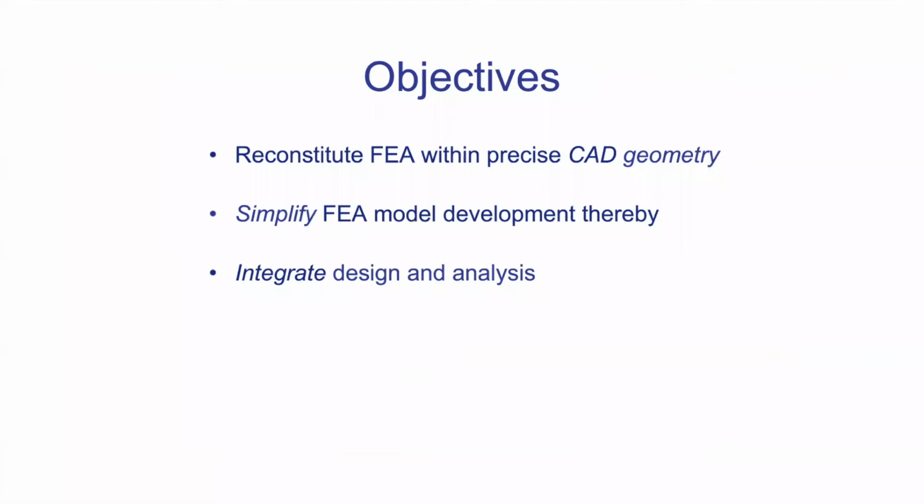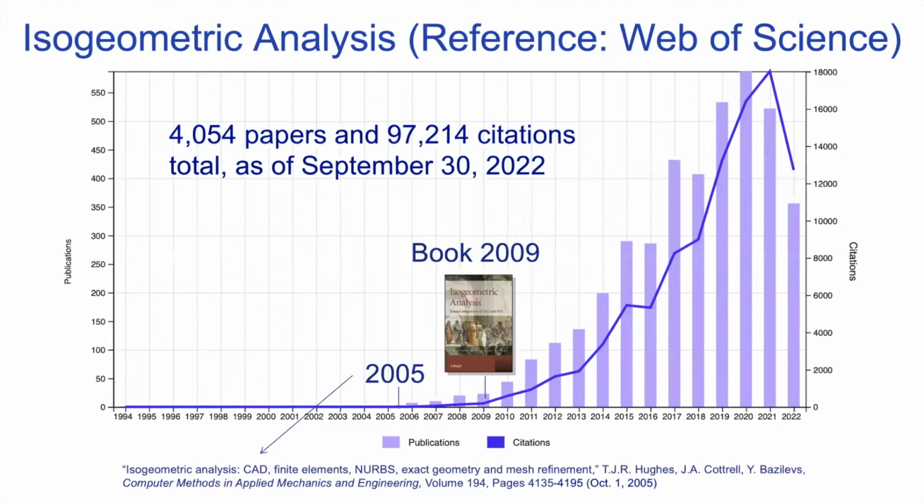So the objectives of my research about 20 years ago was to try to tie finite element analysis within CAD geometry. These two fields of computer-aided geometric design and CAD and the finite element field grew up completely independently, and they just didn't talk to each other really. So what I wanted to do is go back and see if I could generate a finite element technology that would reside within CAD, and therefore it would simplify this model development problem, and we could integrate design and analysis. So that was the idea of isogeometric analysis.